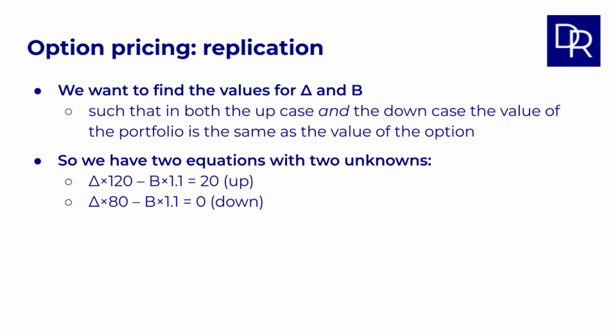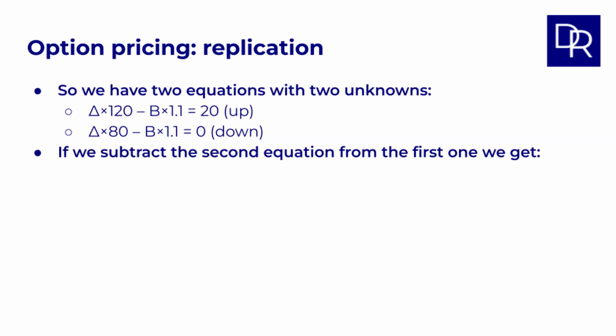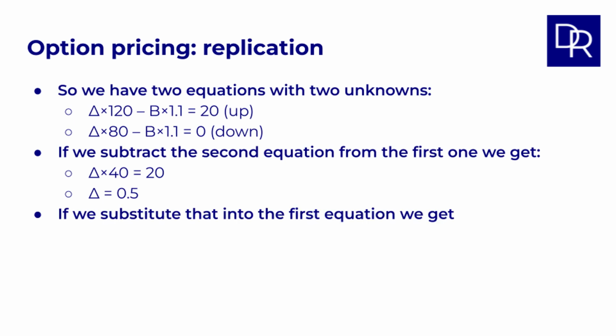And the same for the down scenario, where delta times 80 minus B times 1.1 is equal to 0. If we subtract the second equation from the first one, we get delta times 40 equals 20, so delta equals 0.5. If we substitute that into the first equation, we get 0.5 times 120 minus B times 1.1 equals 20, so B is 40 divided by 1.1, which is 36.36.